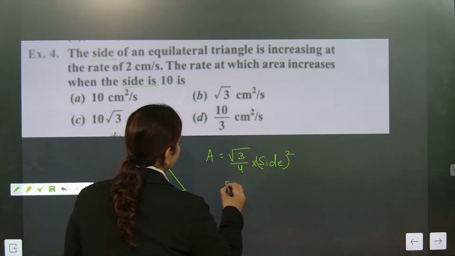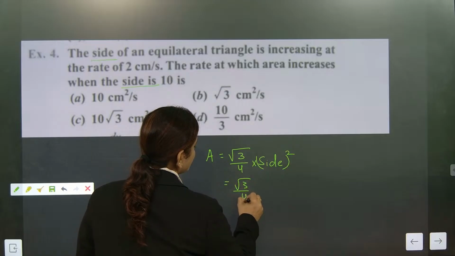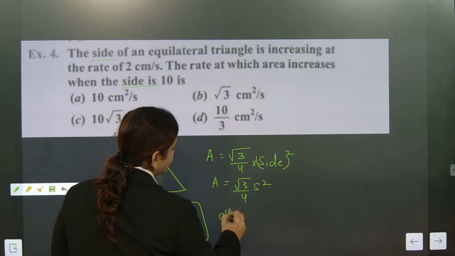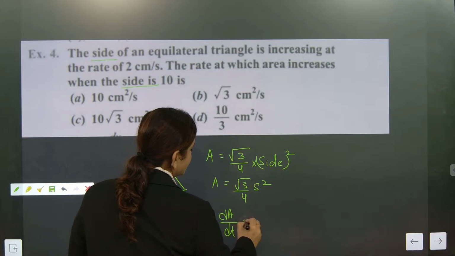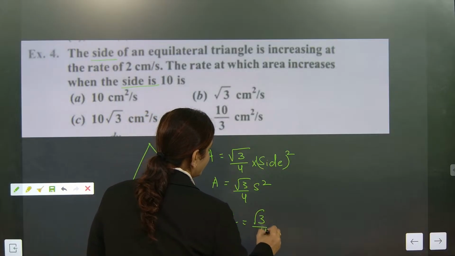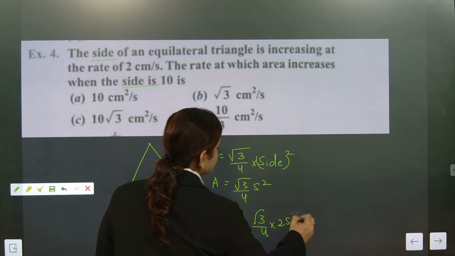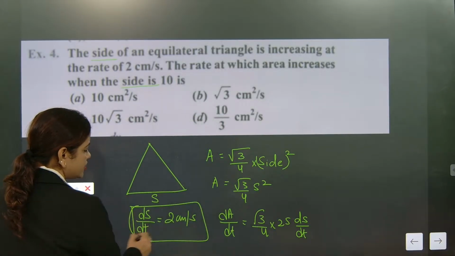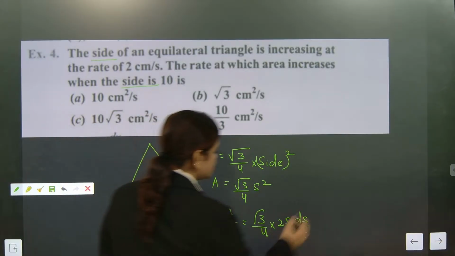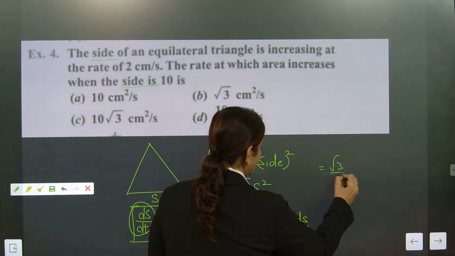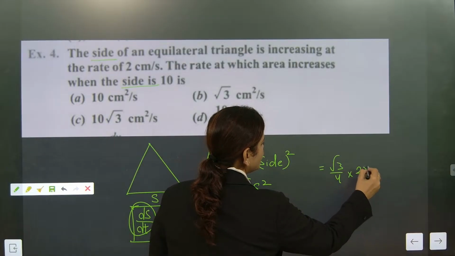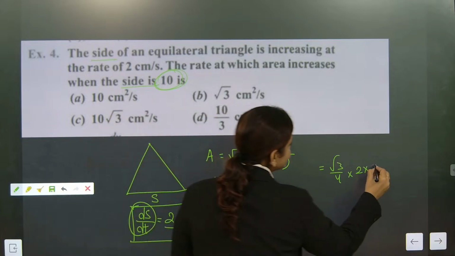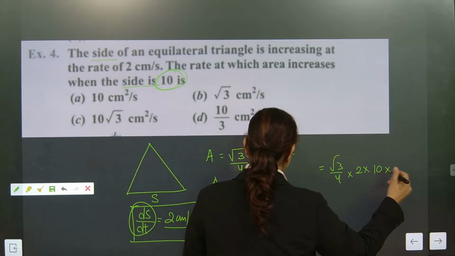So here, what is the side? Your side is s, so here it will become s square. When you differentiate it, dA by dt is equal to root 3 by 4 into 2s ds by dt. The rate of change of side, ds by dt, is given as 2. Just substitute here: root 3 by 4 into 2 into the side, which at that instant is given as 10.